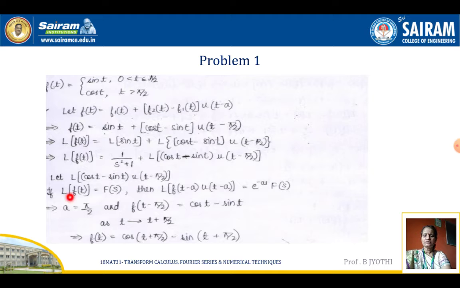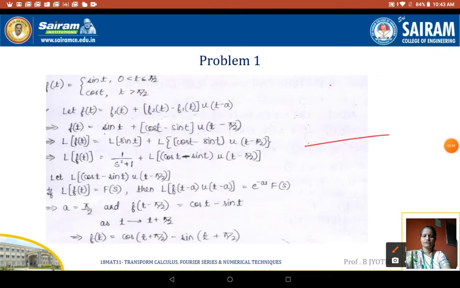Now, a here is pi by 2, and f of t minus pi by 2 will be cos t minus sin t. This is the function. Therefore, we will put t as t plus pi by 2, and f of t will become cos of t plus pi by 2 minus sin of t plus pi by 2. When we take the quadrant, we know the ASTC rule: all will be positive in the first quadrant, sine and cosecant will be positive in the second, tan and cotangent in the third, and then cos and secant will be positive in the fourth.